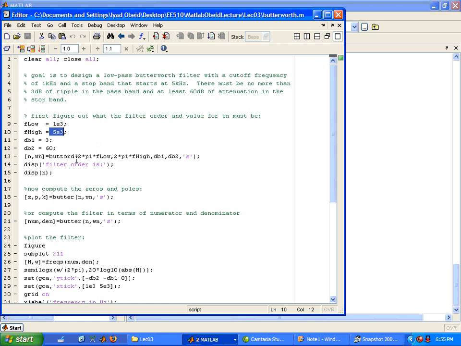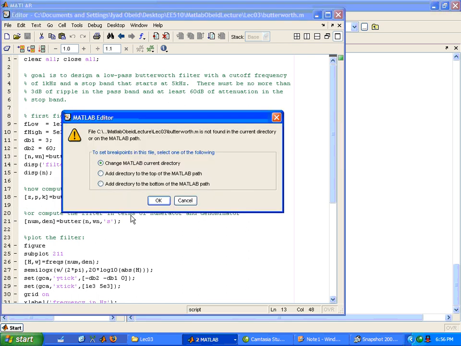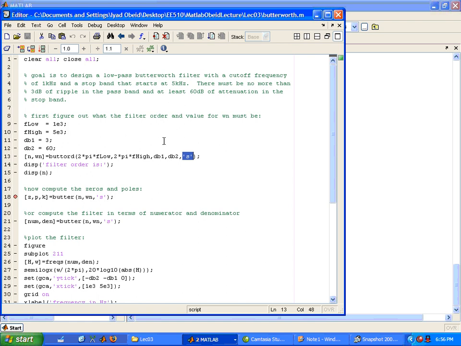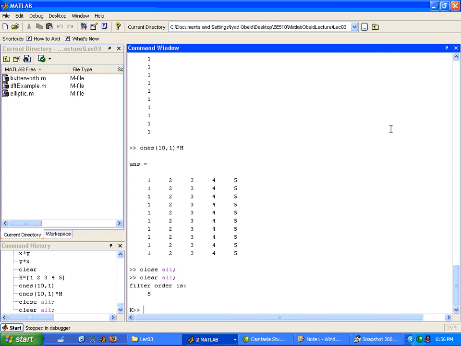So I tell MATLAB, please tell me what order I need that goes from 1 kilohertz to 5 kilohertz. I'm willing to tolerate 3 decibels in the pass band. I need 60 dB of attenuation in the stop band. And then I put the character S, which just tells it that I'm creating an analog filter, not a digital one. Okay, so MATLAB goes and does all the work for me. So let me just tell it to pause there. So now I'm going to run. And with any luck, it tells me my filter order is 5. So I need a 5th order filter.